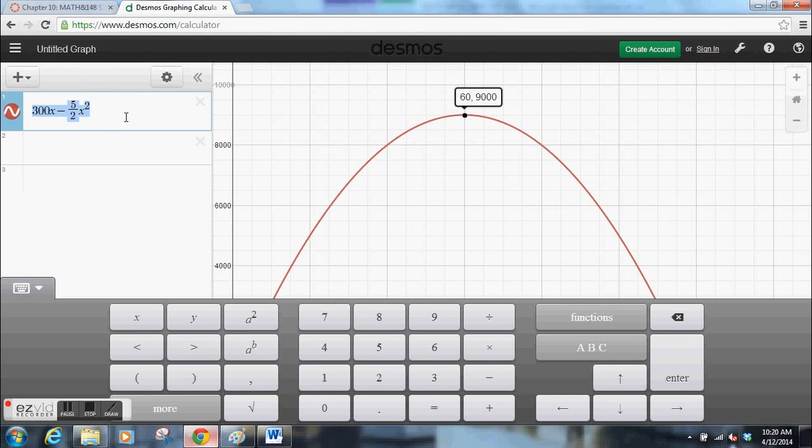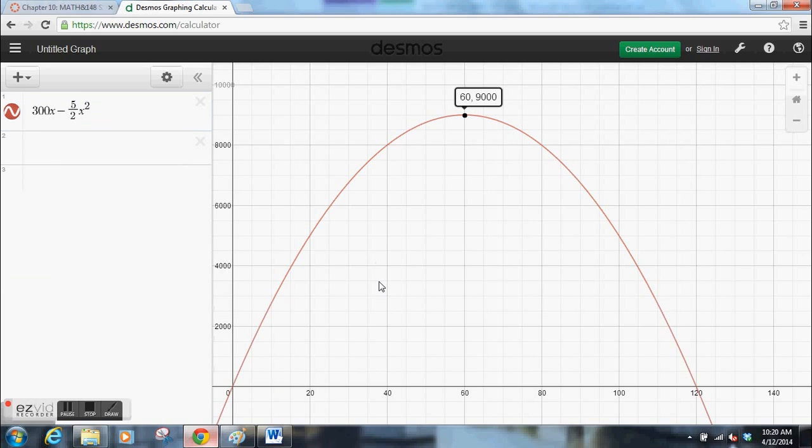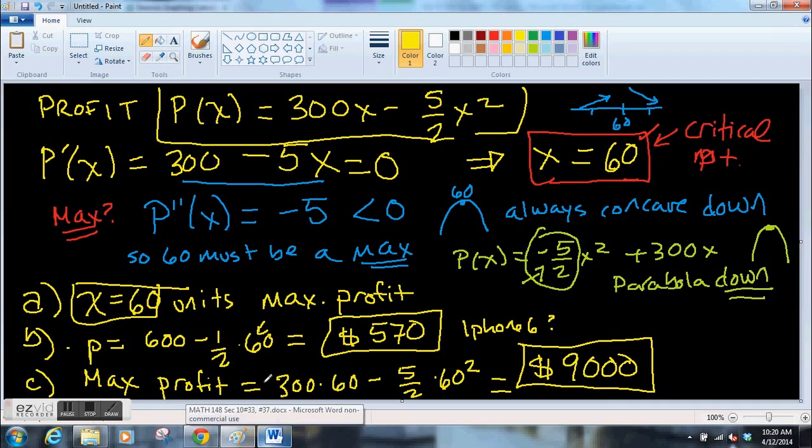You could also do this if you wanted to graph it. See how I graphed the profit function? I still had to find the profit function first, but once you find it, you can graph it, and then you can prove that that's the maximum 60. You're making 60 units and you're making $9,000 profit. So 60 units give you $9,000 profit, and then you'd still have to figure out this $570.